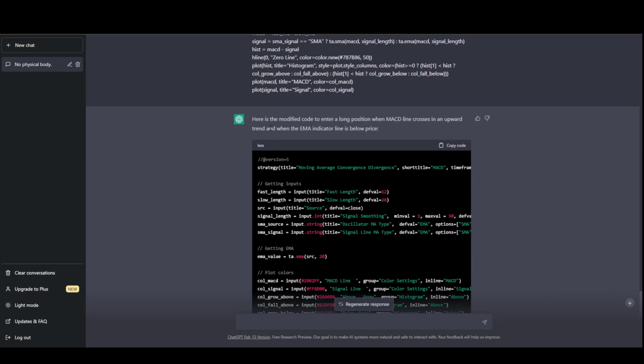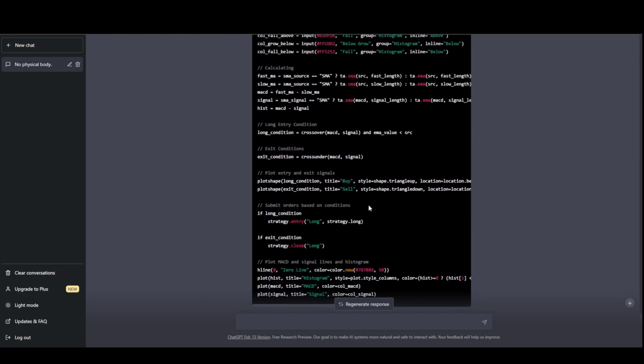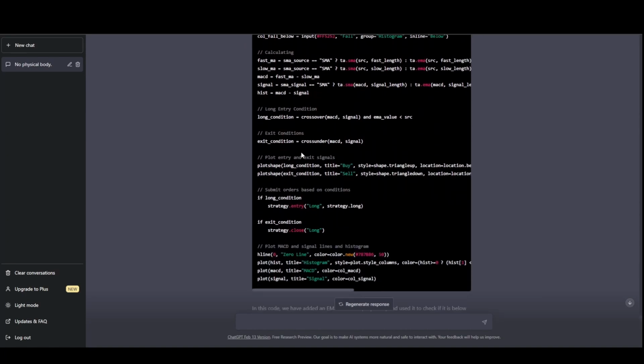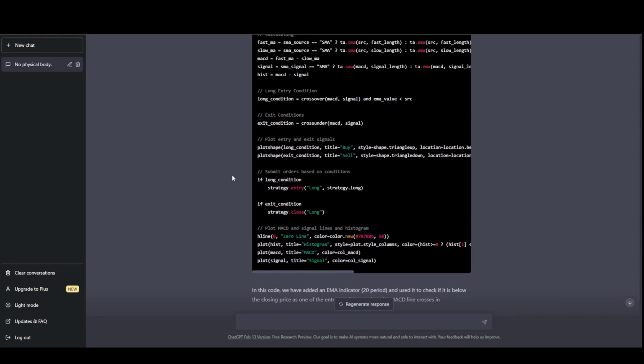This is what they said. They said, here is the modified code to enter a long position when MACD line crosses in an upward trend and when the EMA indicator line is below price. So it's given me this, it's just regurgitated the code I pasted, but it has given me this: submit orders based on conditions. If long condition, strategy long, and exit strategy close long, with a plot of MACD signal lines and histogram. So it's giving me all that.